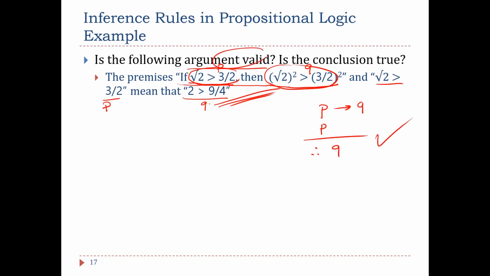The argument is valid, no problem. But is the conclusion effectively true? So is Q really true? Well, actually, I don't think so, because if you look at P, stating that square root of 2 is greater than 3/2, we know that square root of 2 is actually about 1.4, okay, which is not strictly greater than 1.5, okay? So clearly, since one of the premises is not true, then the conclusion cannot be true, okay?